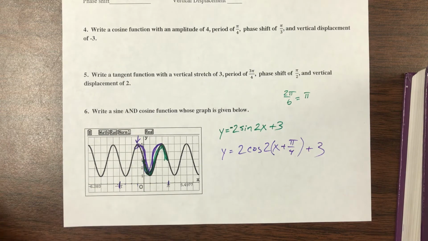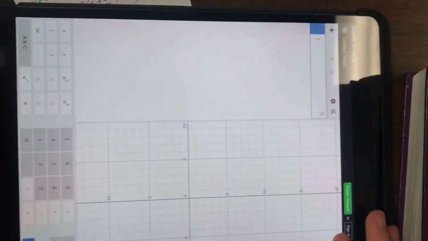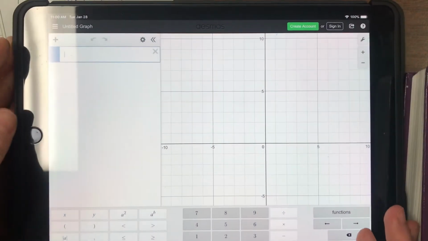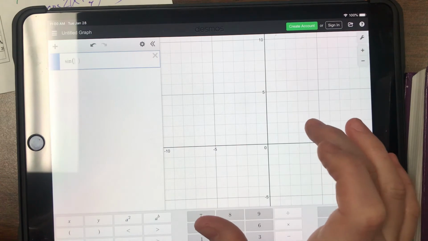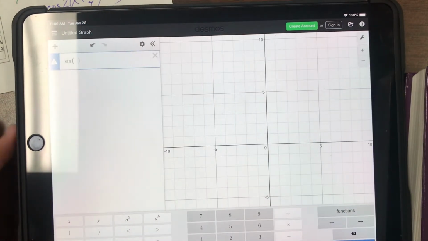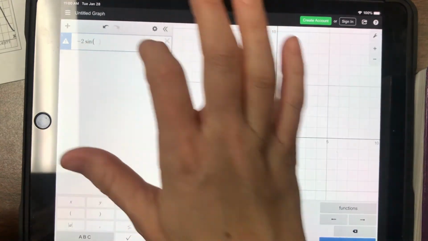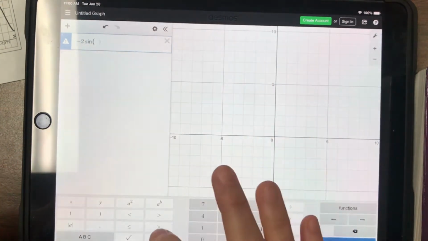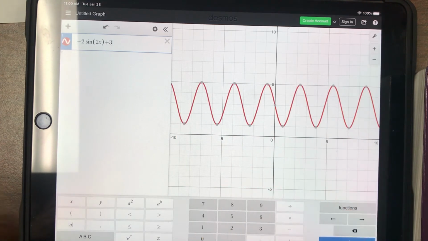Okay, so now let me show you how Desmos can help us with that. Hopefully you can see my screen. I'm going to do the function. We said sine, actually, let me come back in front. Can you see what I'm typing? I'm sorry, it's as good as it's going to get. We said negative 2 sine of 2x, close those parentheses, and then we had a plus 3. So here's this first graph.